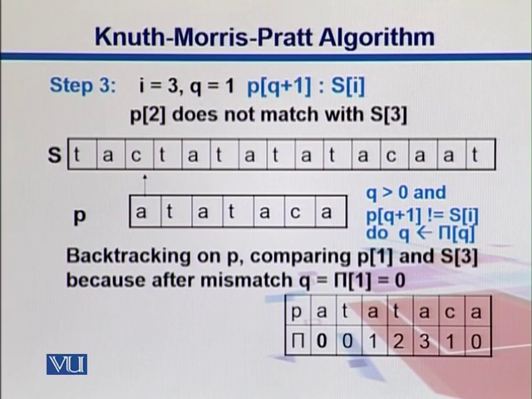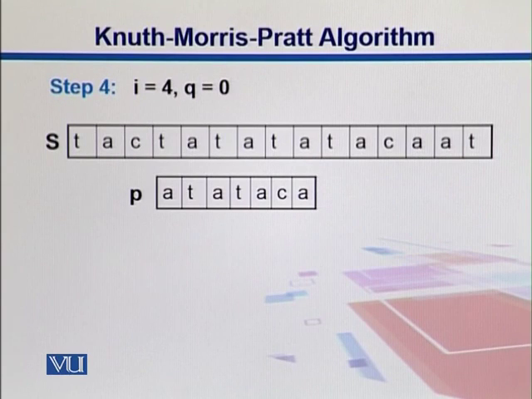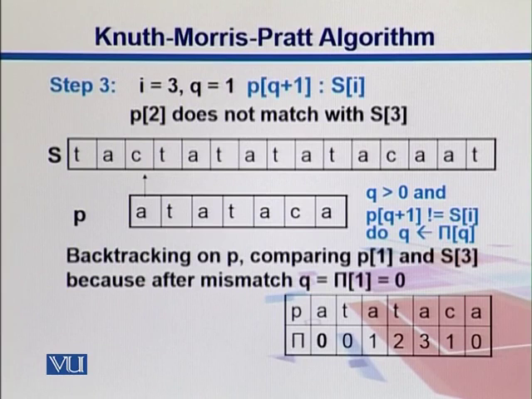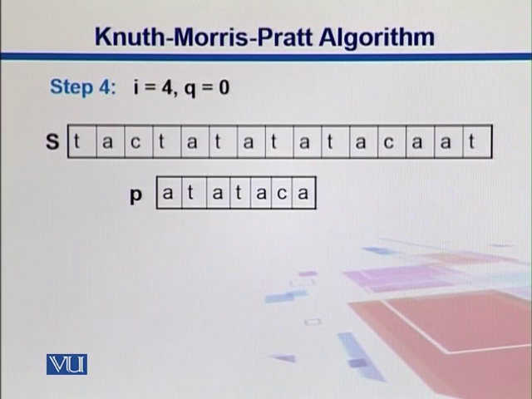Again a mismatch. So what to do next? Do the same. So here i is equal to 4. In the previous step, we saw that q was reset with the pi of q. So at that time, our q becomes 0 again for the next step.